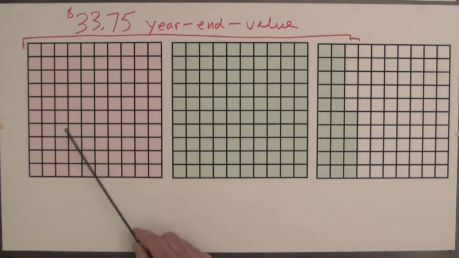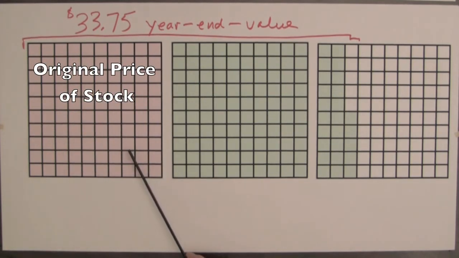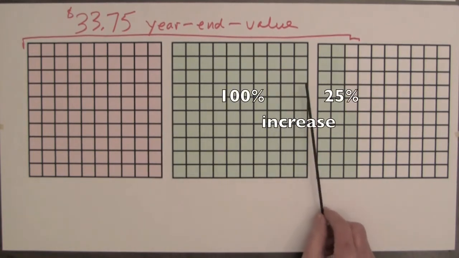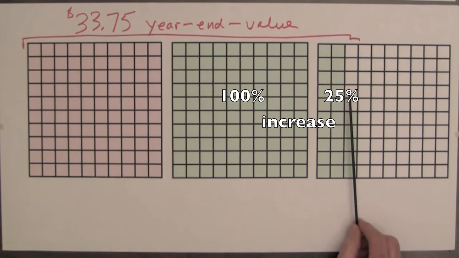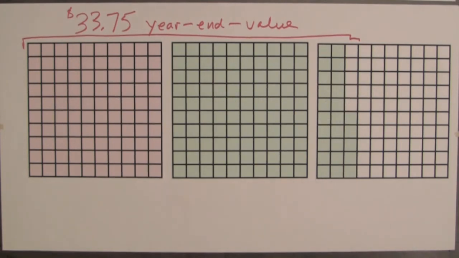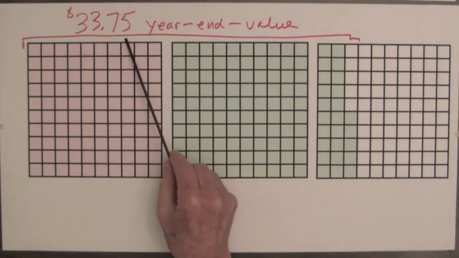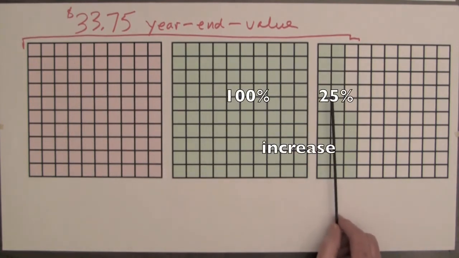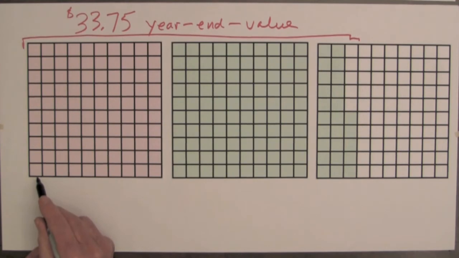Notice that if we were given the original price of the stock, we could find the value of one small square by dividing by 100. Or, if we were given the dollar amount of the 125% increase, we could divide by 125 for the 125 small squares to determine the value of one small square. But we are given the year-end value of $33.75, and this includes the original price of the stock and the 125% increase.